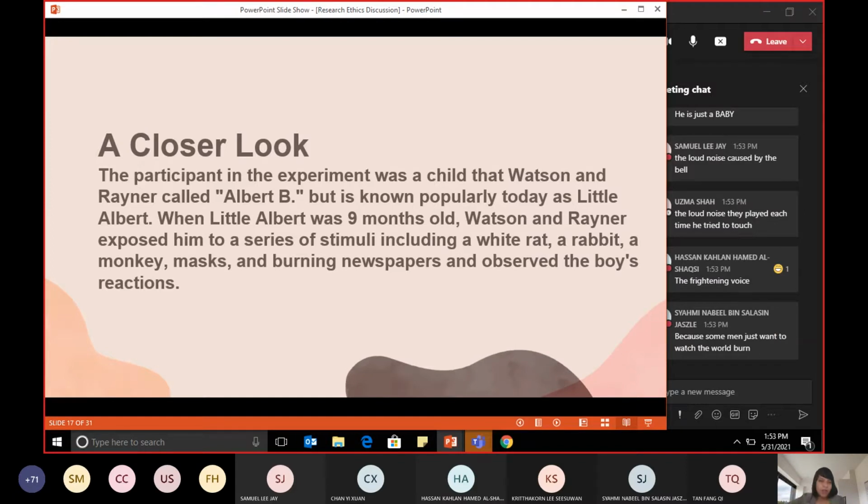Whatever objects I see in front of me, and then I hear a loud noise, I don't like it because it is so terrifying. Okay, so that's what they wanted. That's what they did to Albert.